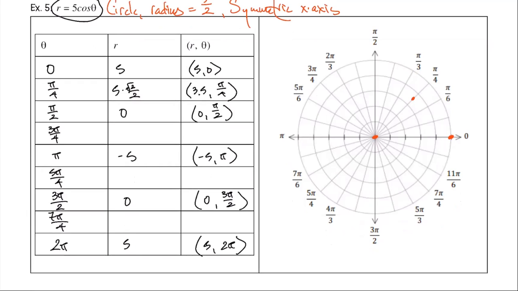Okay. So let's see. Cosine of 3 pi over 4 is negative. So that's going to be -5 root 2 over 2. So we'll get -3.5, comma 3 pi over 4. And let's plot that and see what we get. So I'm going to go to 3 pi over 4, but I'm going to count in the opposite direction. 1, 2, 3.5.